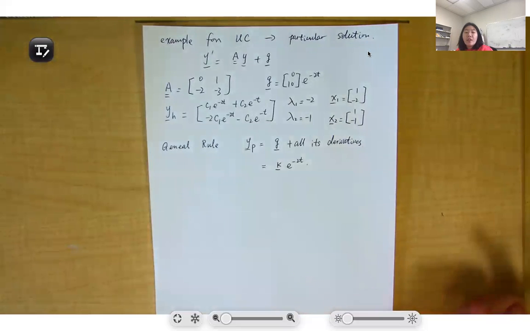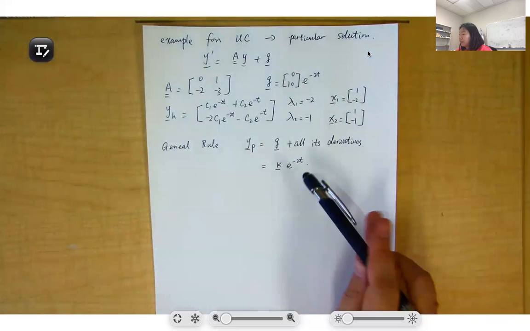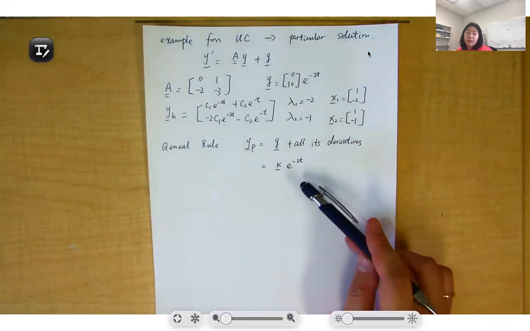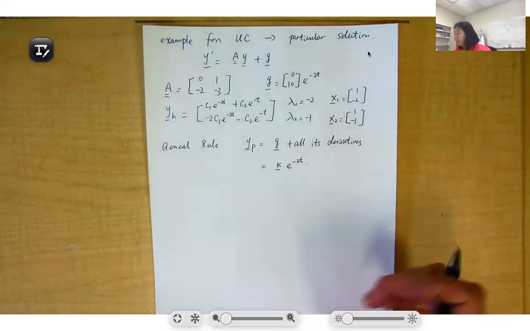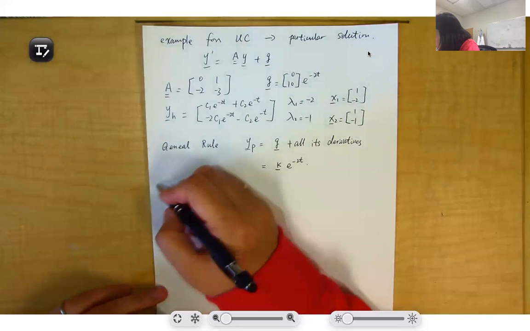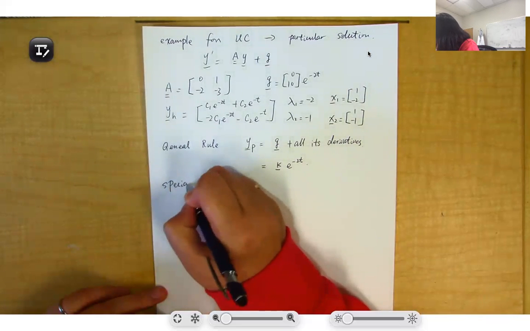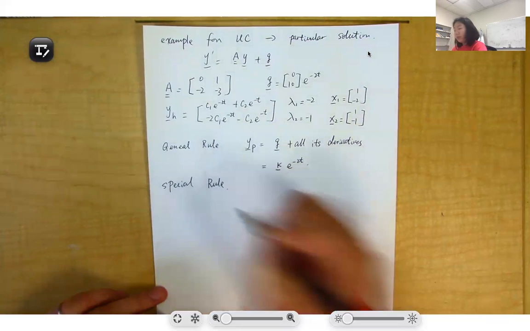Okay. And the derivative of e to the -2t will be itself times some constant, so it will combine into the k part. Doesn't matter. Then through the special rule, does that apply to this problem?